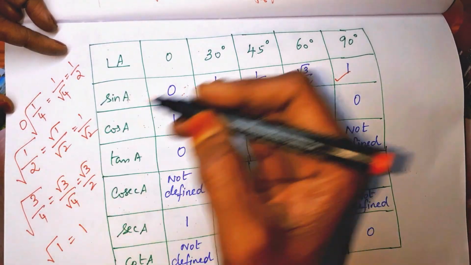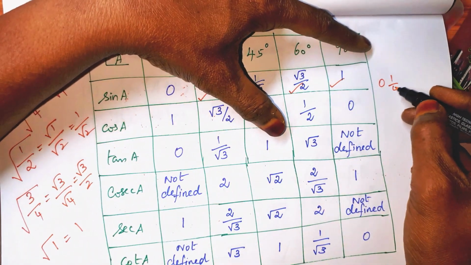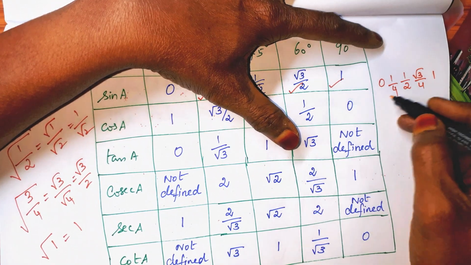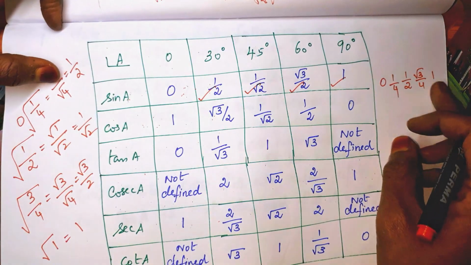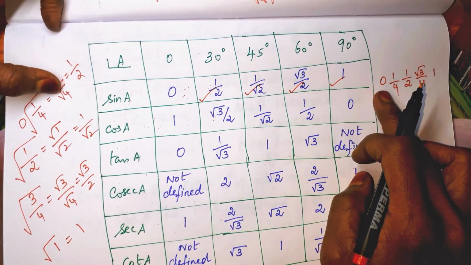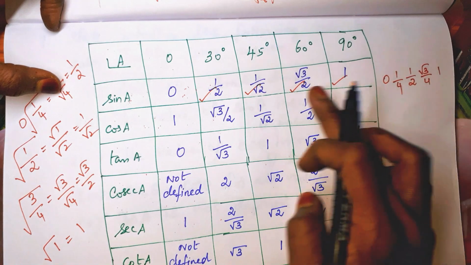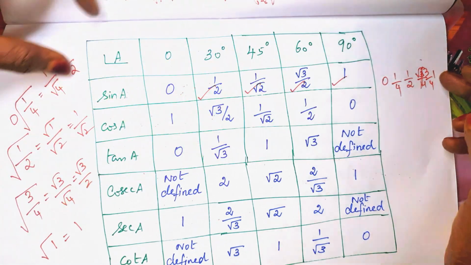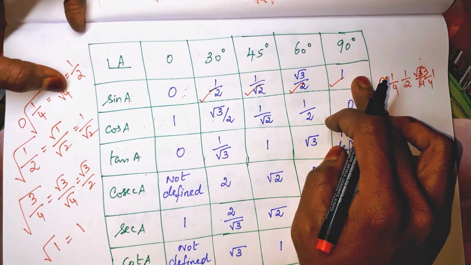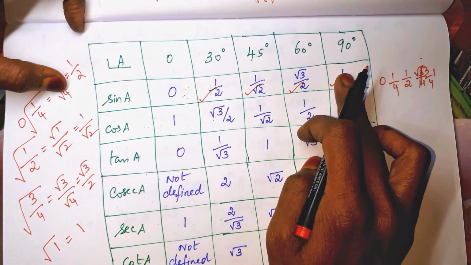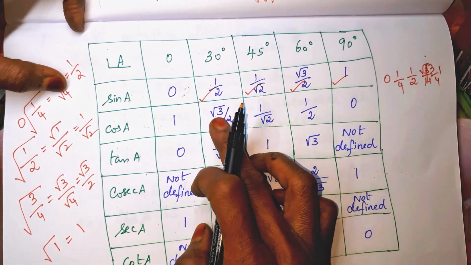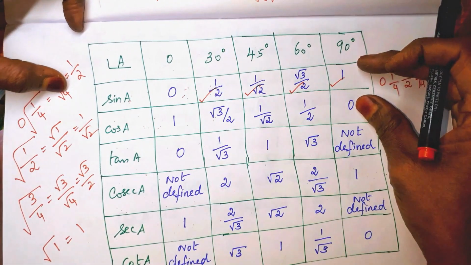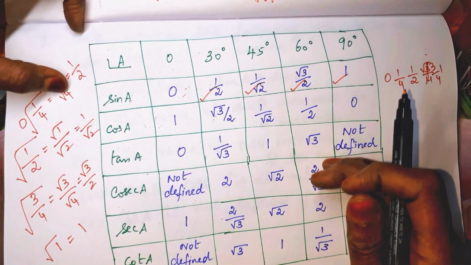So we start from 0, then the quarter value 1 by 4, then the half value 1 by 2, then 3 by 4 and 1. We have to take the square root of every term and write them in order: square root of 0, square root of 1 by 4, square root of 1 by 2, square root of 3 by 4, then square root of 1. All these values we write in order. Then for cos A, we start from the back side: 1 will come here, root 3 by 2, then 1 by root 2, then 1 by 2, 0. You have to fill these up. After that, we can easily write the rest.